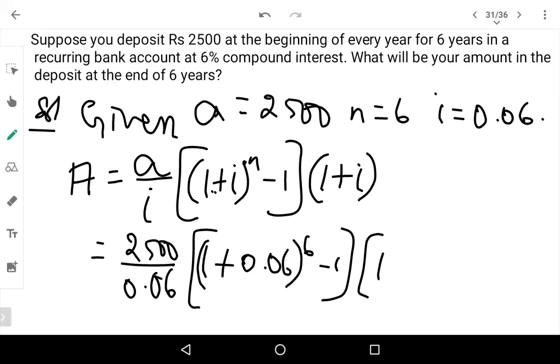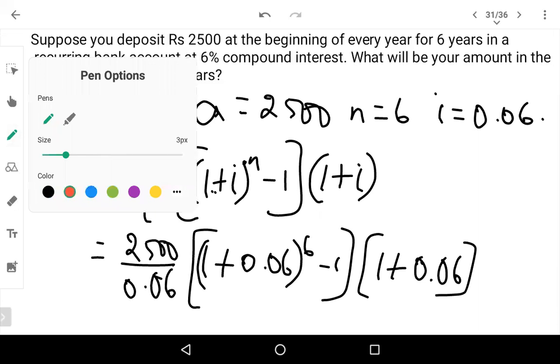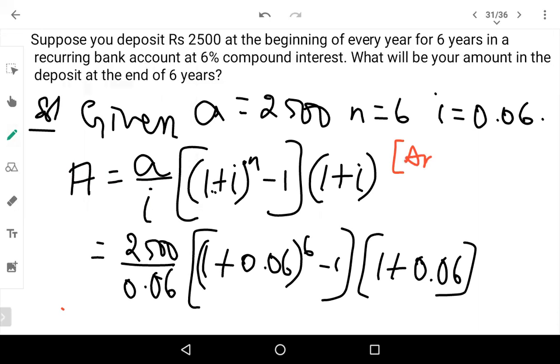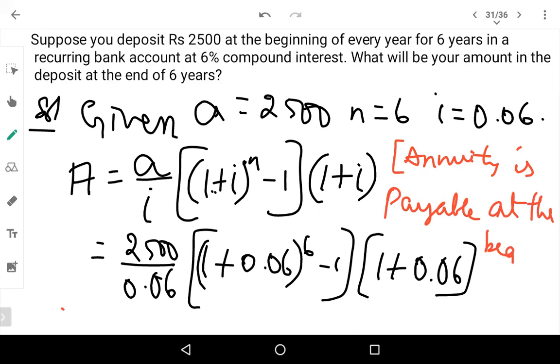Again multiply it with 1 plus i, which is 0.06. So the first major important thing is we have to write here that the annuity is payable at the beginning of the period. Okay, annuity is payable at the beginning of the period, so that has to be written here. Please write that note here before you start the problem.